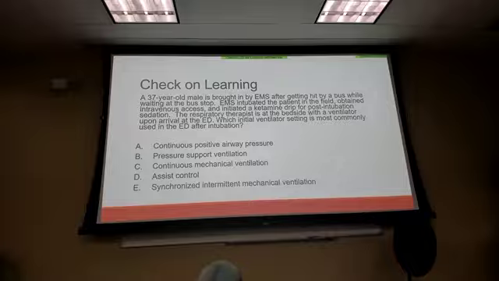So yeah, things to remember, basic settings: respiratory rate 10 to 12, tidal volume 5 to 6 mL per kg usually appropriate, and then titrate that oxygen to 95% or more.